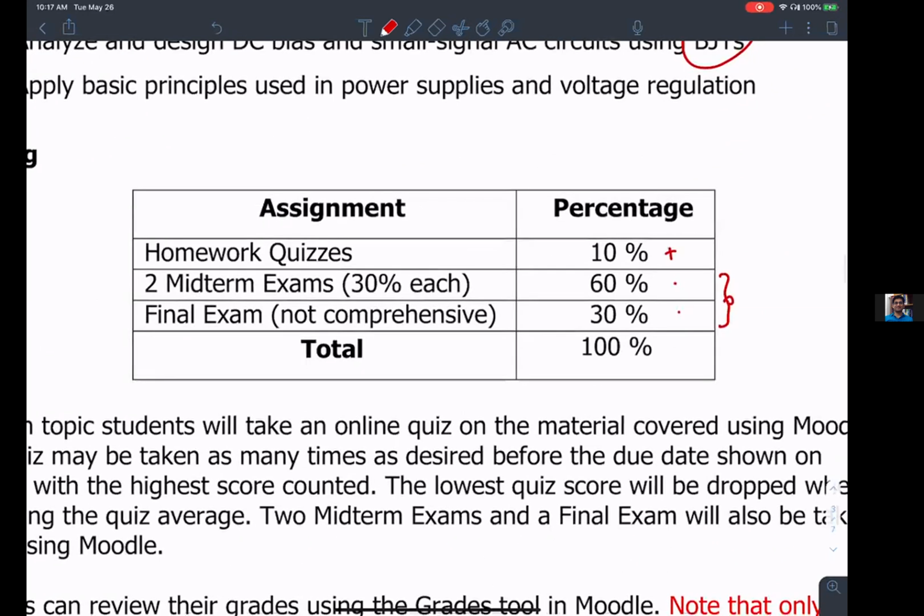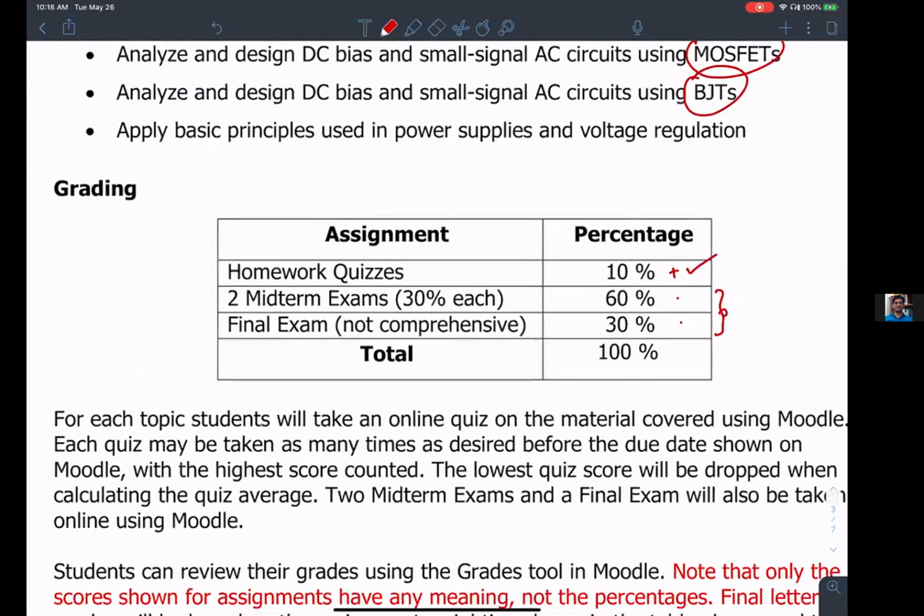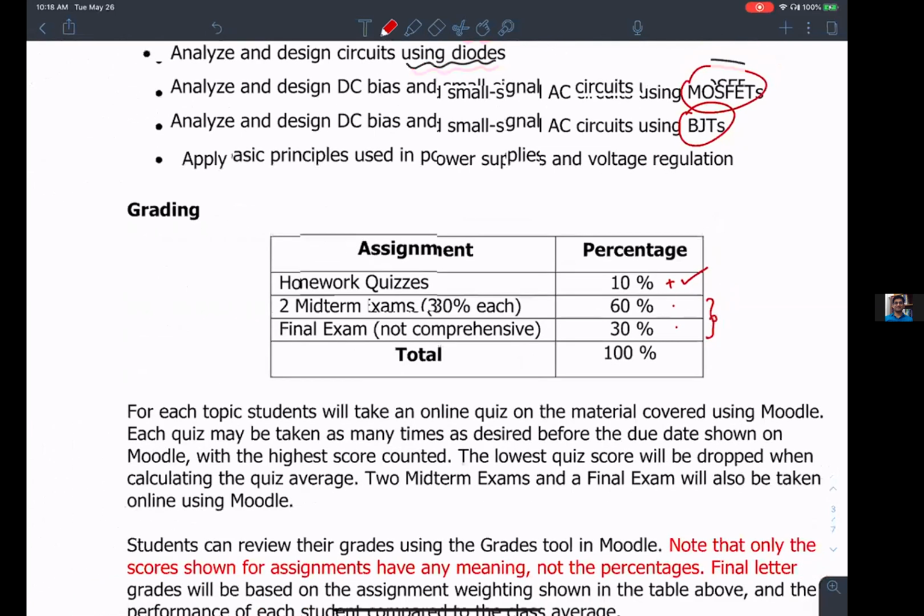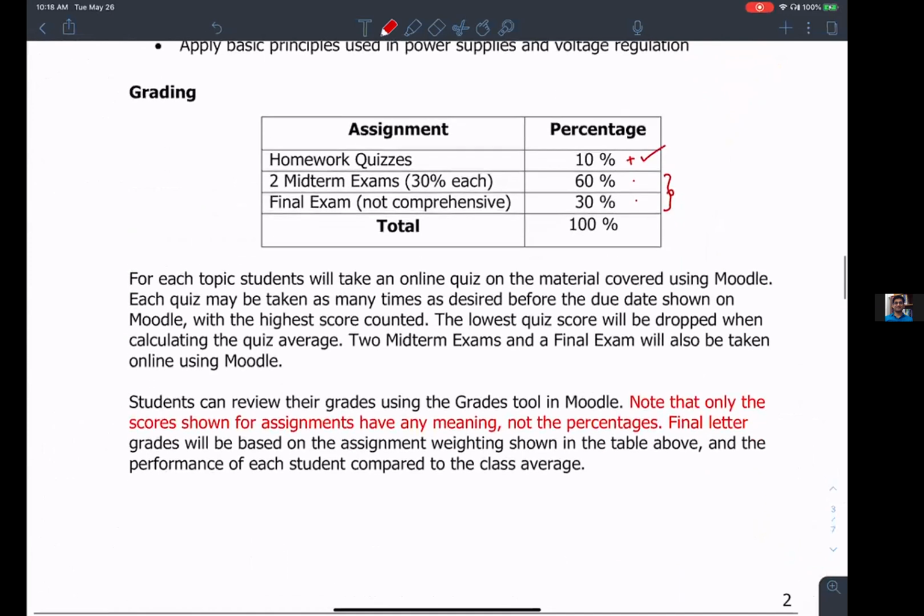And then there are some homeworks that you can take any number of times. There's no reason why you should not aim for a perfect 10% on the homeworks. You can think of that as free giveaway points.